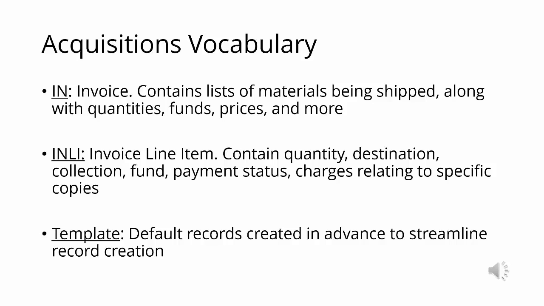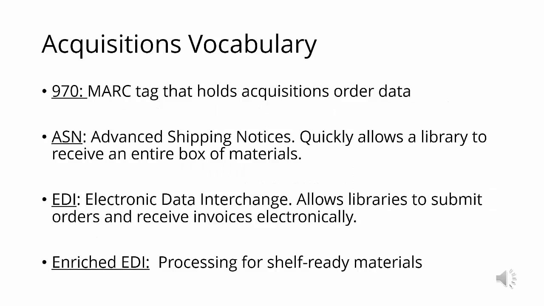The Acquisitions module uses many different kinds of templates. Templates are records that staff create in advance that contain default data to help standardize and streamline record creation. This helps speed up acquisitions processing. The 970 is the MARC tag that holds acquisitions order data for Polaris, and you'll hear us talk about the 970 tag when we're talking about purchase orders and purchase order line items.